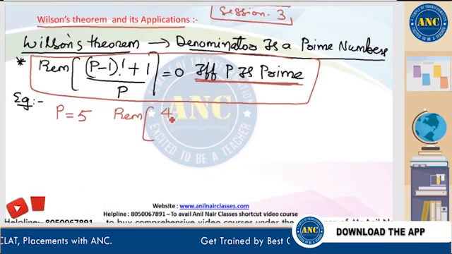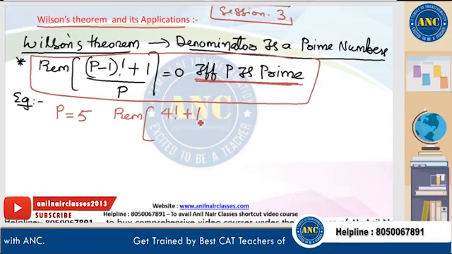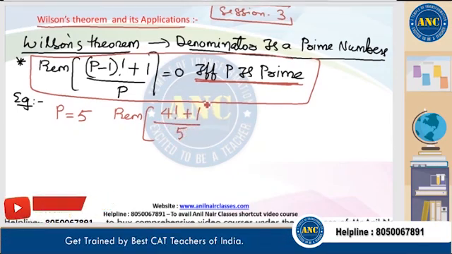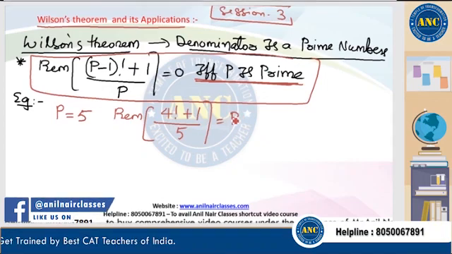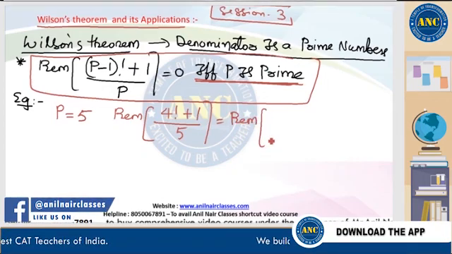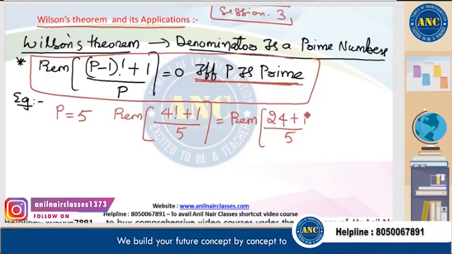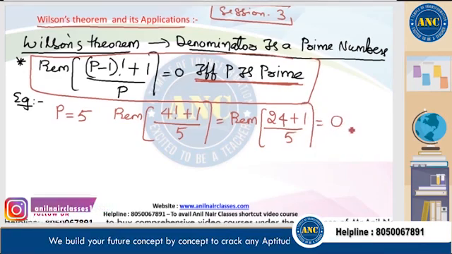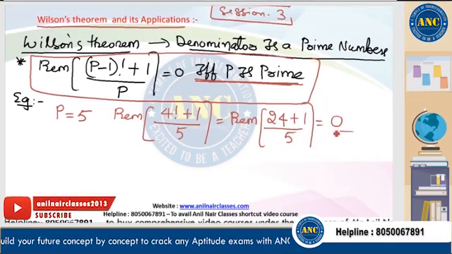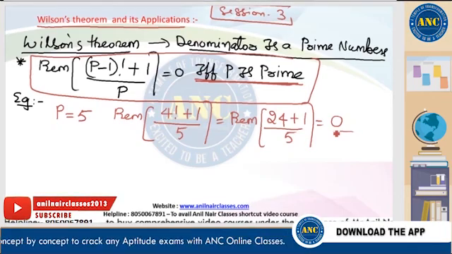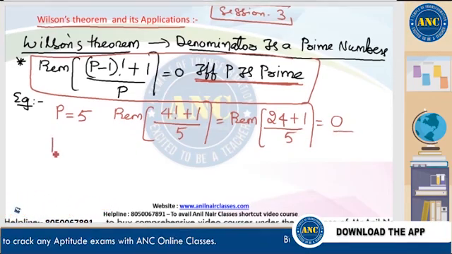Remainder when 5 minus 1, which is 4 factorial, plus 1 is divided by 5. 4 factorial is nothing but 24. 24 plus 1 is 25. 25 divided by 25, the remainder is 0. Hence proved. You can easily prove it by taking a few examples.